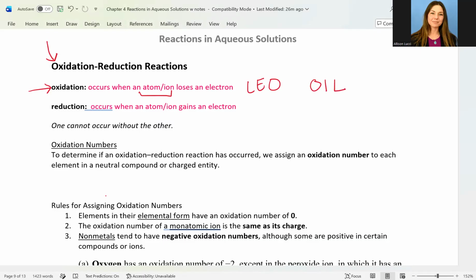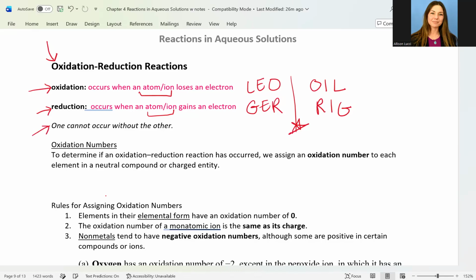So we have two different mnemonic devices to remember reduction and oxidation. Its counterpart, reduction, occurs when an ion or atom will gain an electron. So we could say gaining an electron is reduction. We could also say reduction is gaining. So you can see that I have created two little mnemonic devices here. We can remember LEO the lion says GER. That's one way of remembering losing electrons is oxidation, gaining is reduction. And then over here we have our OIL RIG, which is oxidation is losing, reduction is gaining. So whatever way you want to remember these terms, that's great.